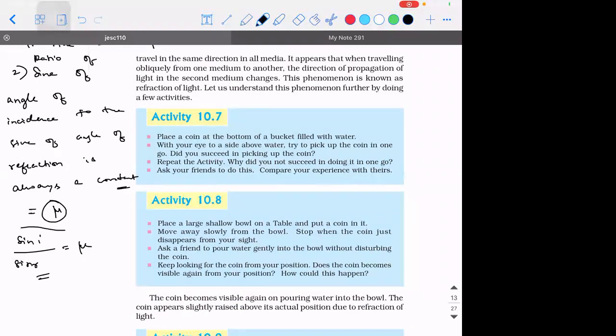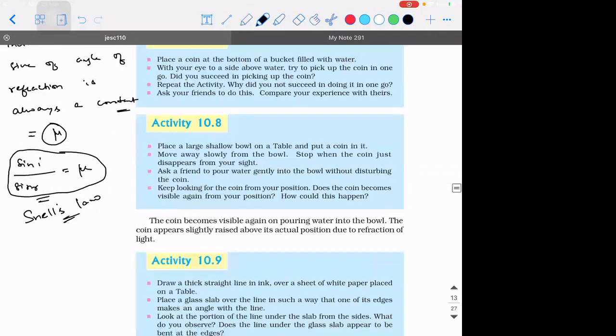So this is the mathematical expression for another law. What is the name of this law? It's called Snell's law, right? So now we came across a new term, which is called refractive index. Now I have to define it. How do we define it?